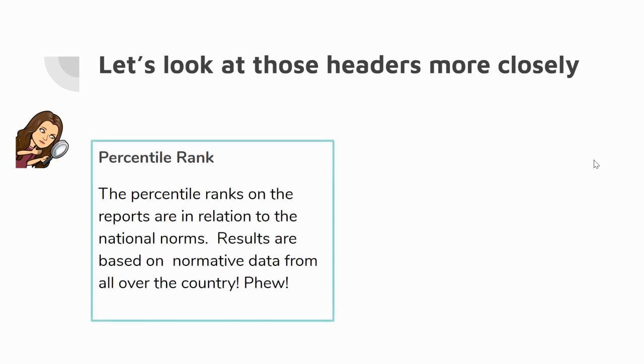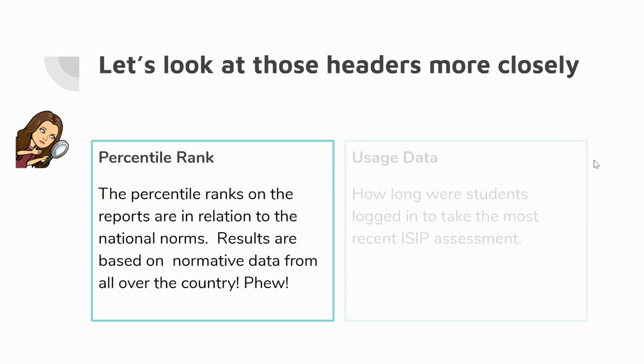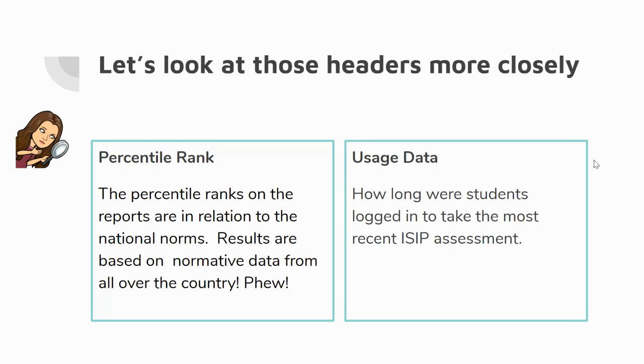The percentile rank, it'll be important for you to know that these are in relation to the national norms. This means that other students who are utilizing iStation, who are in the same grade level, taking this assessment in the same month, how they perform. And this percentile ranking will use that information. So it's not just based on your class or your school. This is national information. The usage data is just that. It'll tell you how long your students took to take that most recent ISIP assessment.